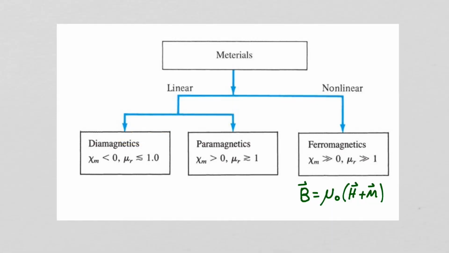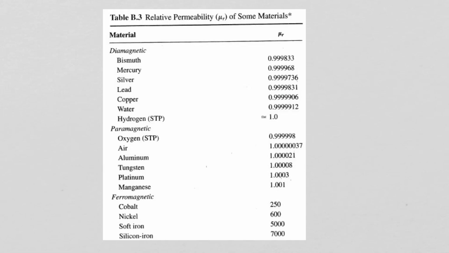Now we will look at the nonlinear materials, the ferromagnetics. There are three elements that are ferromagnetic: cobalt, nickel, and iron. They are called ferromagnetic because iron is the most common and most dramatic example.